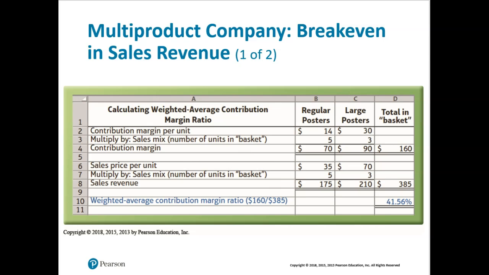So here's the sales revenue. Here is my contribution margin for the regular and large posters. Here's my selling price per unit. And then the third area multiplied by the sales mix. Here's my sales revenue. It would be 385. So the weighted average contribution margin ratio would be the total contribution margin of 160 divided by 385, my total sales revenue, or 41.56%. It's a little snaky, isn't it?